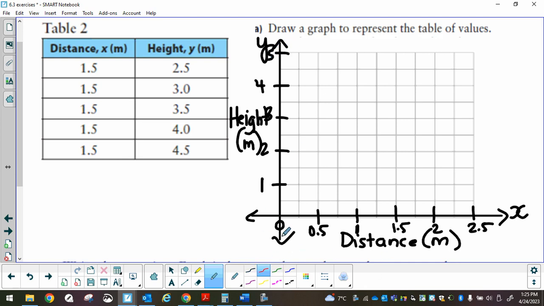Okay, and then we'll plot our points. 1.5 on the x is 2.5. On the y, 1.5 is 3. 1.5 is 3.5. 1.5 is 4. And 4.5. There's your line. Guess what kind of line it is this time? Okay, you guessed it. It's a vertical line because x is always the same.